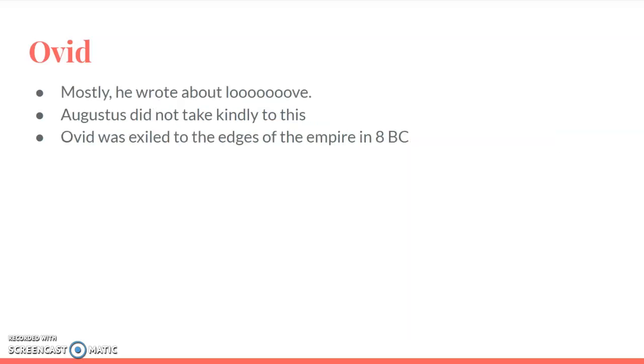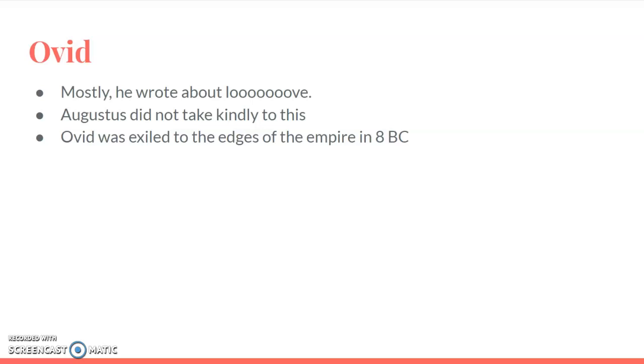Mostly he wrote about love, and he didn't just write about the kind of idealized Roman love that's very duty bound and family focused, where we're a husband and a wife having babies in service of the empire. Ovid mostly wrote about romantic love in all of its messy glory and tragedy, no matter what form it took. So Augustus did not take kindly to this, because he was a very moralizing emperor.